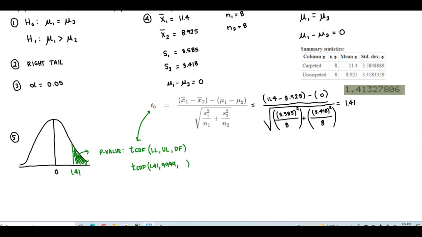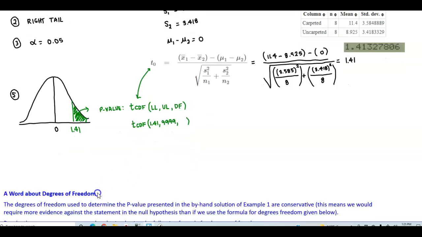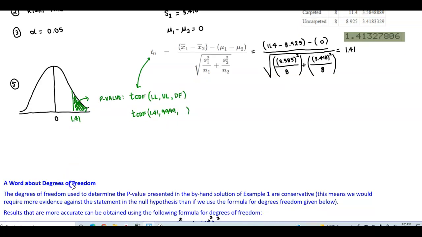Okay, now, the degrees of freedom in this scenario isn't going to give us the exact p-value if we use 8 minus 1, which is 7. Okay, because we have more than one particular population. So what we're going to have to do is we're going to need some more information here. So a word about degrees of freedom. So if I want to be able to find the exact p-value, I'm going to have to do a little bit more work by hand. So a word about degrees of freedom.